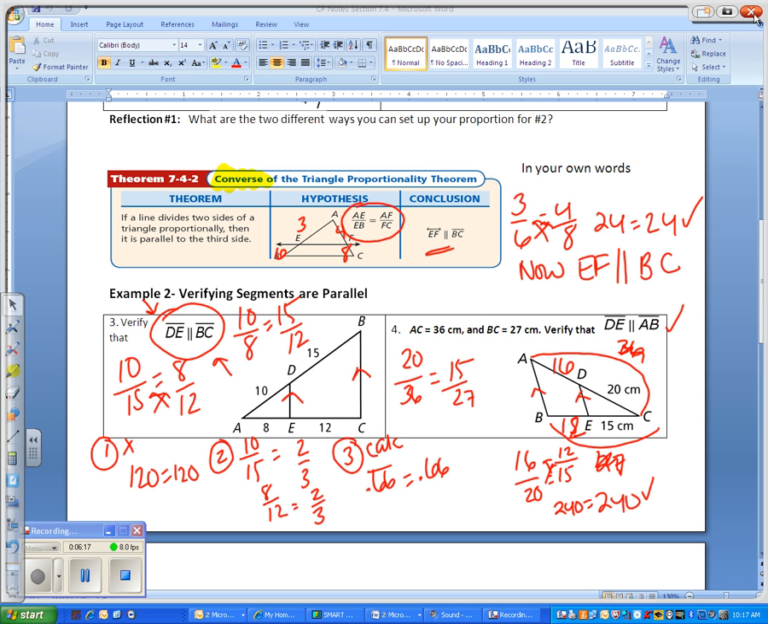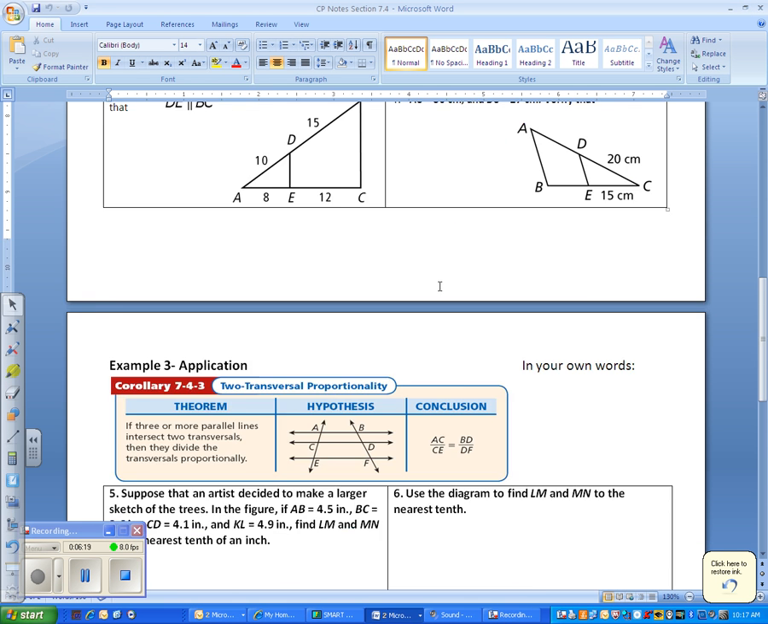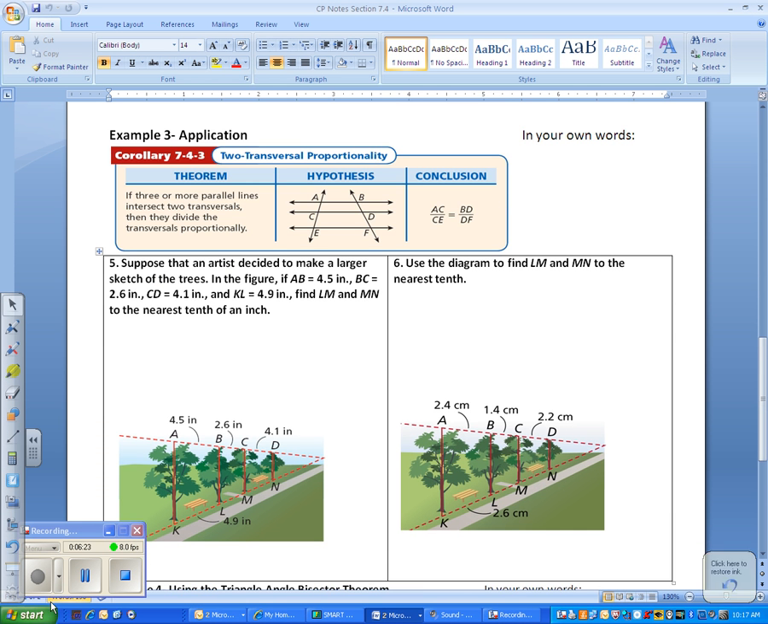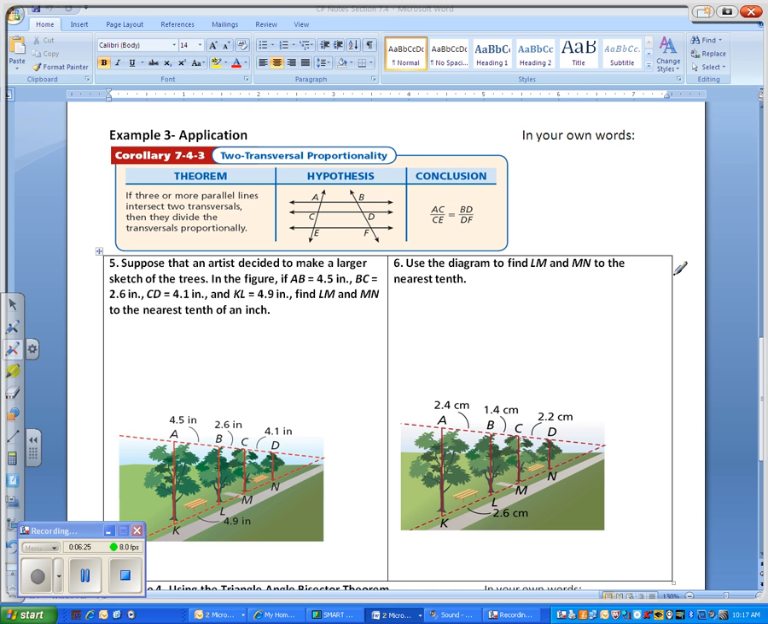That's the converse. The third thing we're going to do is called the transversal proportionality corollary, which is kind of the same thing as a theorem. So what this one says is when we have 2 or more, 3 or more parallel lines, so here's parallel lines. These are all parallel to each other, so I can put the arrows. And I have 2 transversals.